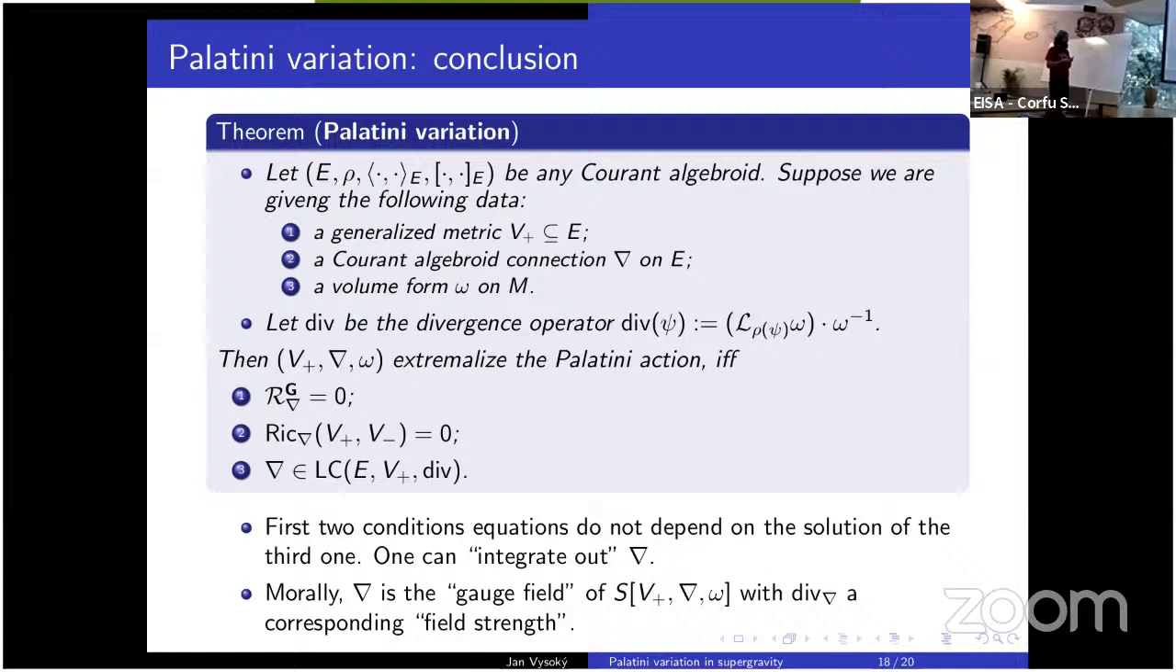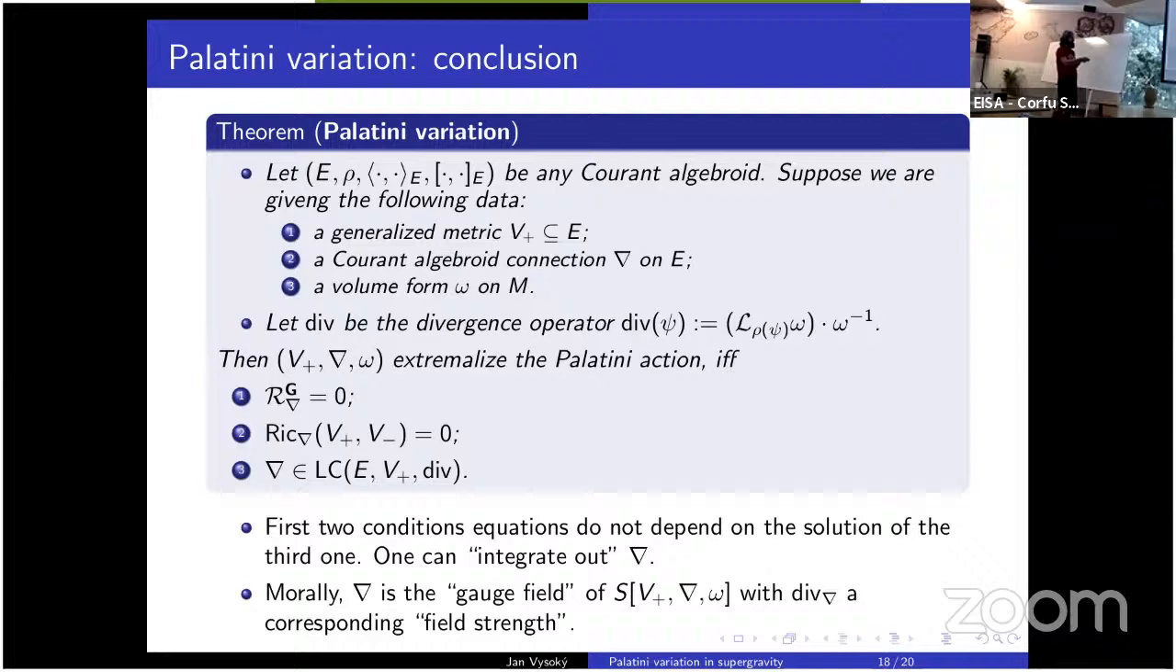What is very important is that the first two equations of motion do not depend on the particular solution of this equation. So you can choose any nabla from this class, and these two equations do not depend on it. So one can get rid of the connection. You simply integrate it out, you just plug one particular solution into your action.